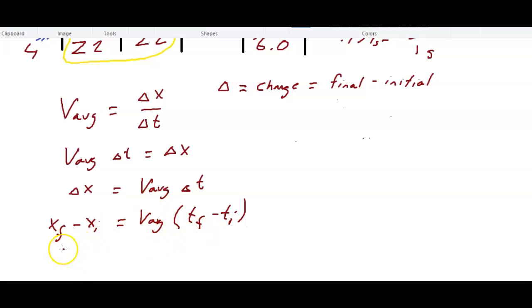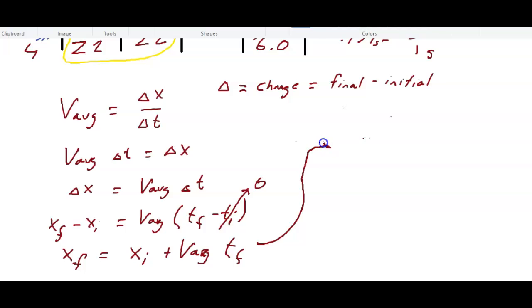So let's solve this for x final. X final is going to be equal to the initial position plus the average velocity multiplied by this delta t. Now, our initial time, usually we start that at 0. And so now I just have left V t final. Okay, so now this equation is interesting because let's think about this for any point in time. T final will just be whatever time we're looking at. Now I have a function. The position as a function of time is going to be equal to its initial position plus the average velocity times time.